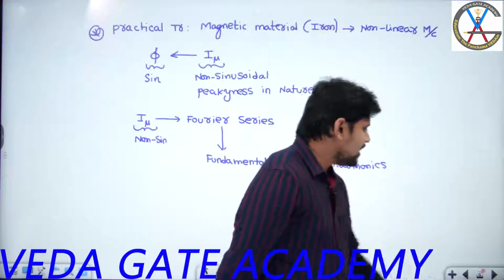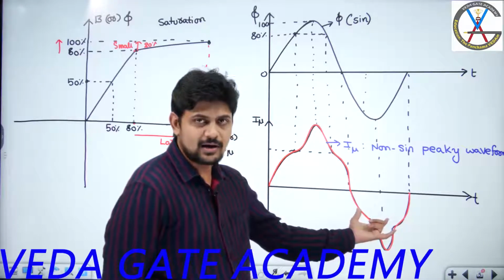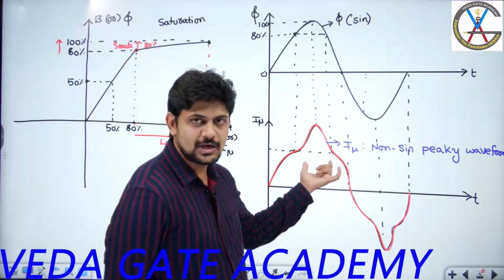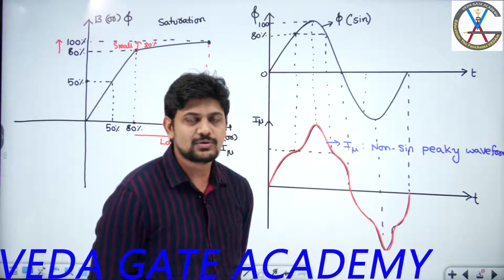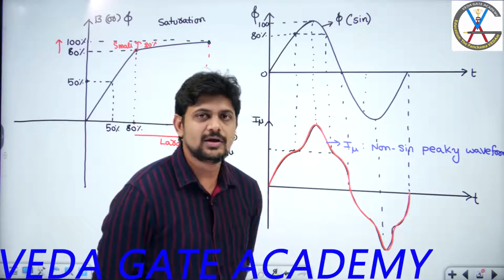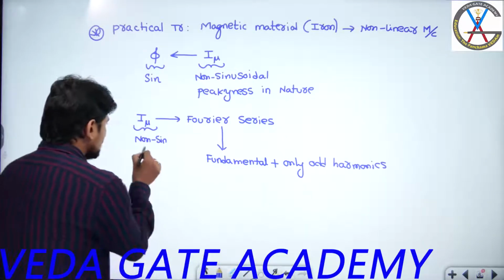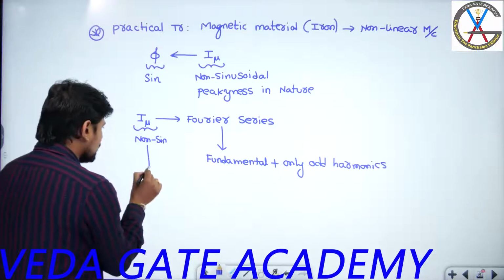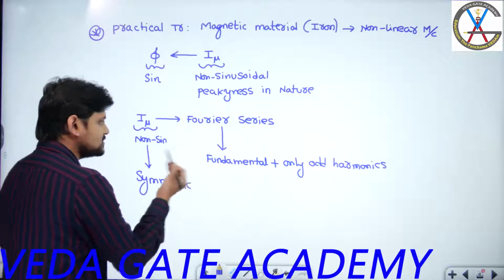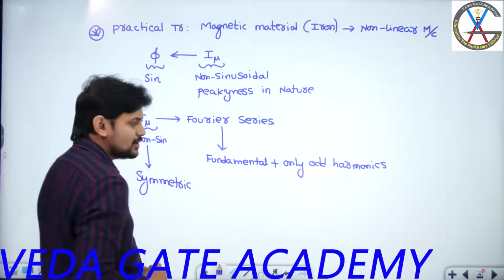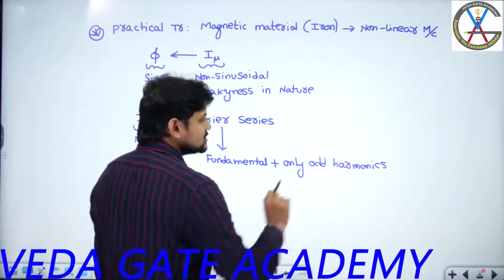Whereas for a non-symmetric waveform, if the shape after reflecting does not exactly match the upper shape, then we say it is non-symmetric. If you apply Fourier series analysis to that non-symmetric non-sinusoidal waveform, it contains even harmonics. That is the point you need to understand. So here, as I mu is non-sinusoidal as well as symmetric with respect to the x-axis, apart from the fundamental component of magnetizing current, it only contains odd harmonics.